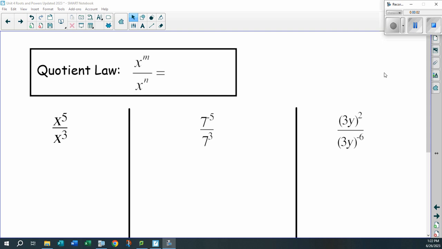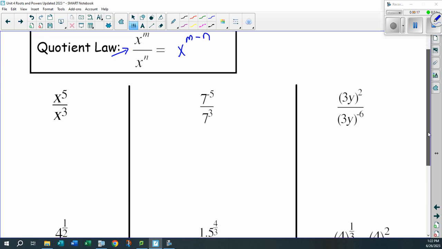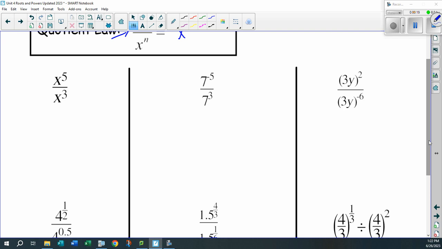Quotient law. Next one. Okay, look. Remember, this fraction sign means subtract exponents. x to the m, subtract n. Okay? Watch. Really simple. x to the 5 over x to the 3. Remember, that means subtract the exponents. So x to the 5 minus 3, which gives you plain old x squared.